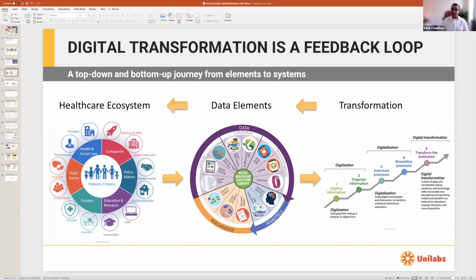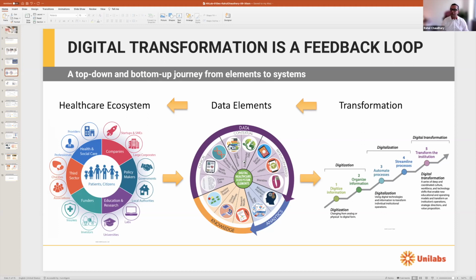Now, digital transformation is a very specific exercise. It's not one-size-fits-all, and it's very well depicted in this diagram, where the first part of the journey is digitization. So converting everything from analog to digital, from bricks to bits. The second part of the journey is using that digitization for operational efficiencies. So you automate the processes and you then streamline them. So that actually transforms the institutional operations.